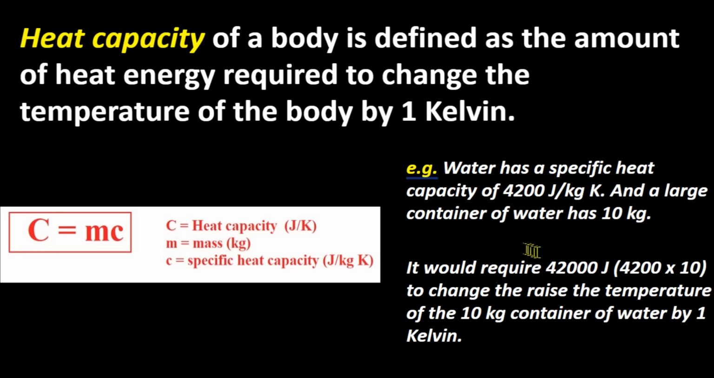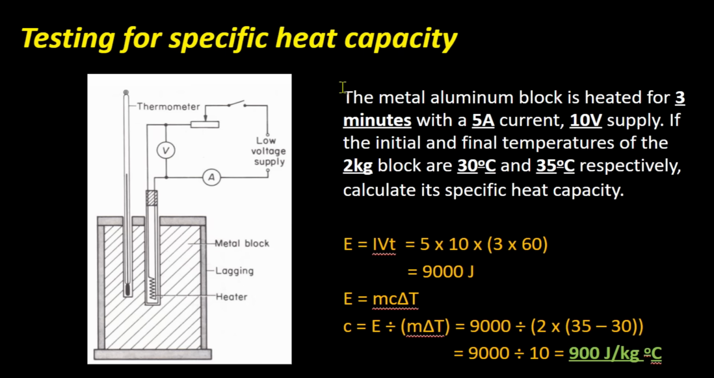So it would require 42,000 joules, mass times the specific heat capacity, mc, to raise the temperature of the 10 kilogram container of water by 1 Kelvin. Here we have another example question.